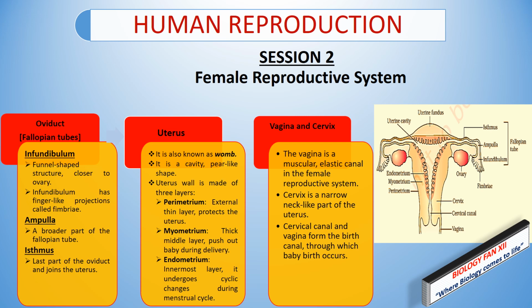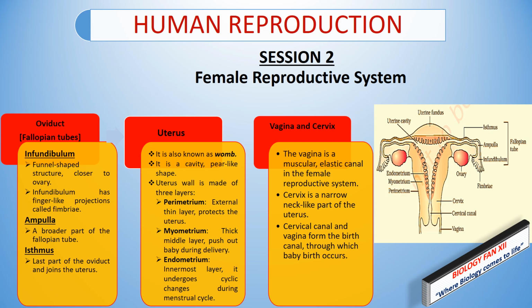Now, vagina and cervix. Vagina is a muscular and elastic canal in the female, and cervix is a narrow neck-like part of the uterus. The cavity of the cervix is also known as the cervical canal, and the cervical canal and the vagina form the birth canal through which the baby's birth occurs. So these are the parts of the accessory ducts.